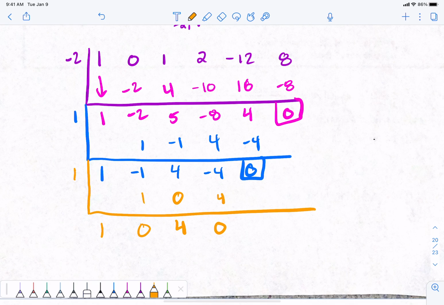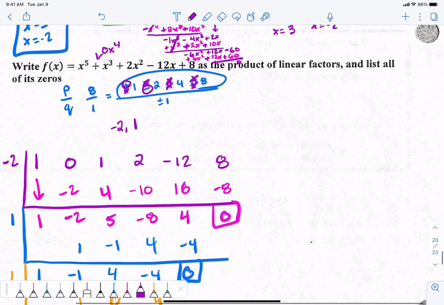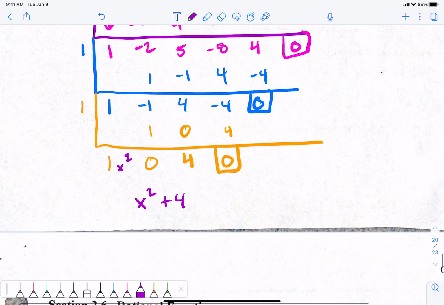It's gonna work! 1 shows up twice. Wow. So then, do you know what the power of this guy is? Multiplicity of 2. He was x to the 5th to start with. We found 3, so this is x squared plus 4, right? Yay!